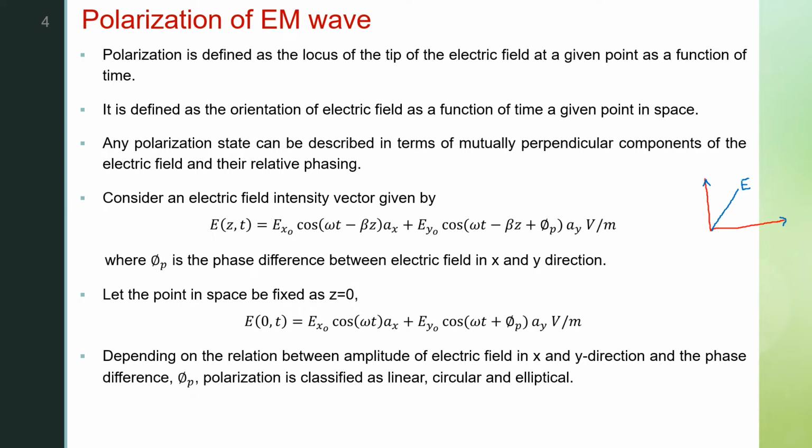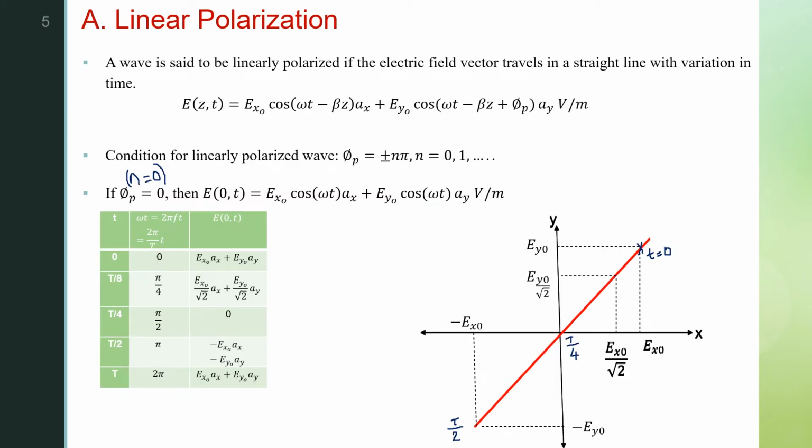So now let's see what linear polarization is. A wave is said to be linearly polarized if the electric field vector travels in a straight line with variation in time, that is, if the locus of the tip of the electric field vector defines a straight line, we call it linear polarization.